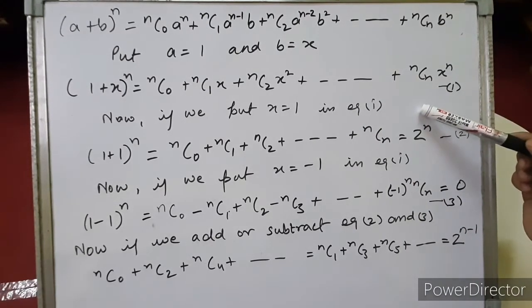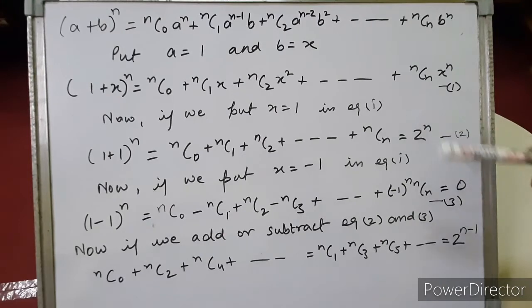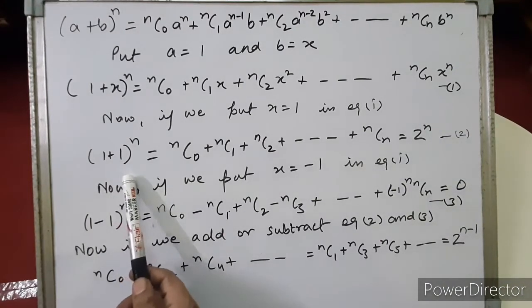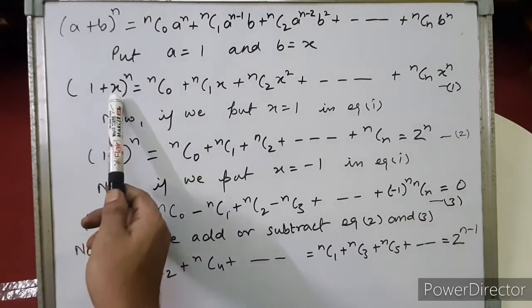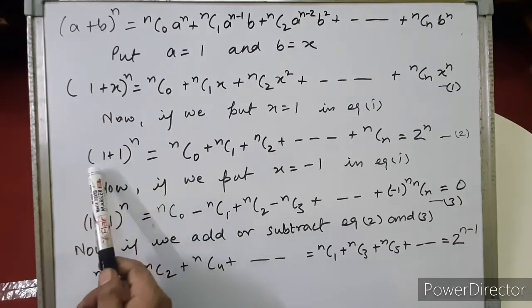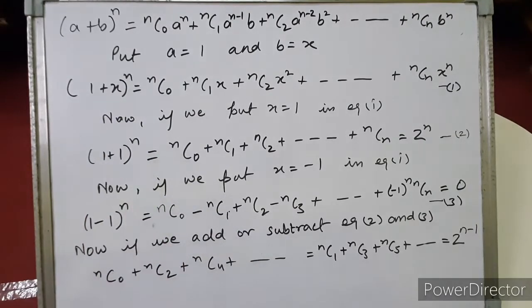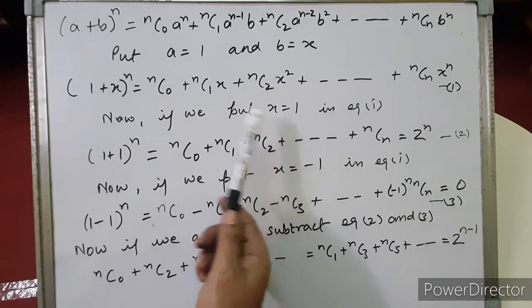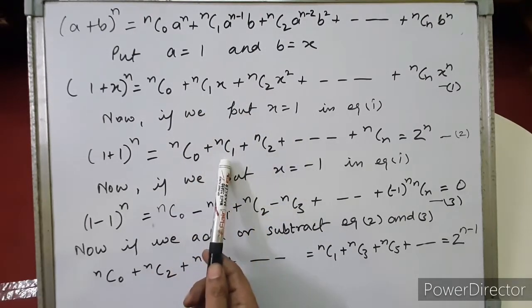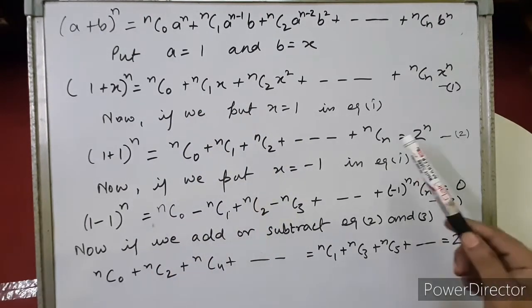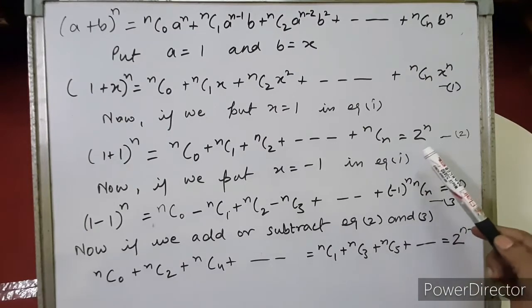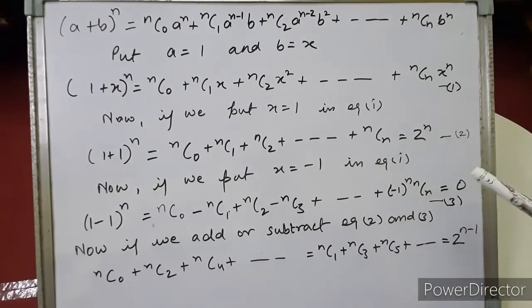Now if we put x equals to 1 in equation 1, what will we get? (1 plus 1) to the power n. So at x equals to 1, it will become (1 plus 1) to the power n, which will be 2 to the power n. So here it will become nC0 plus nC1 plus nC2 plus, and so on, plus nCn equals 2 to the power n. So this I have considered as condition 2.